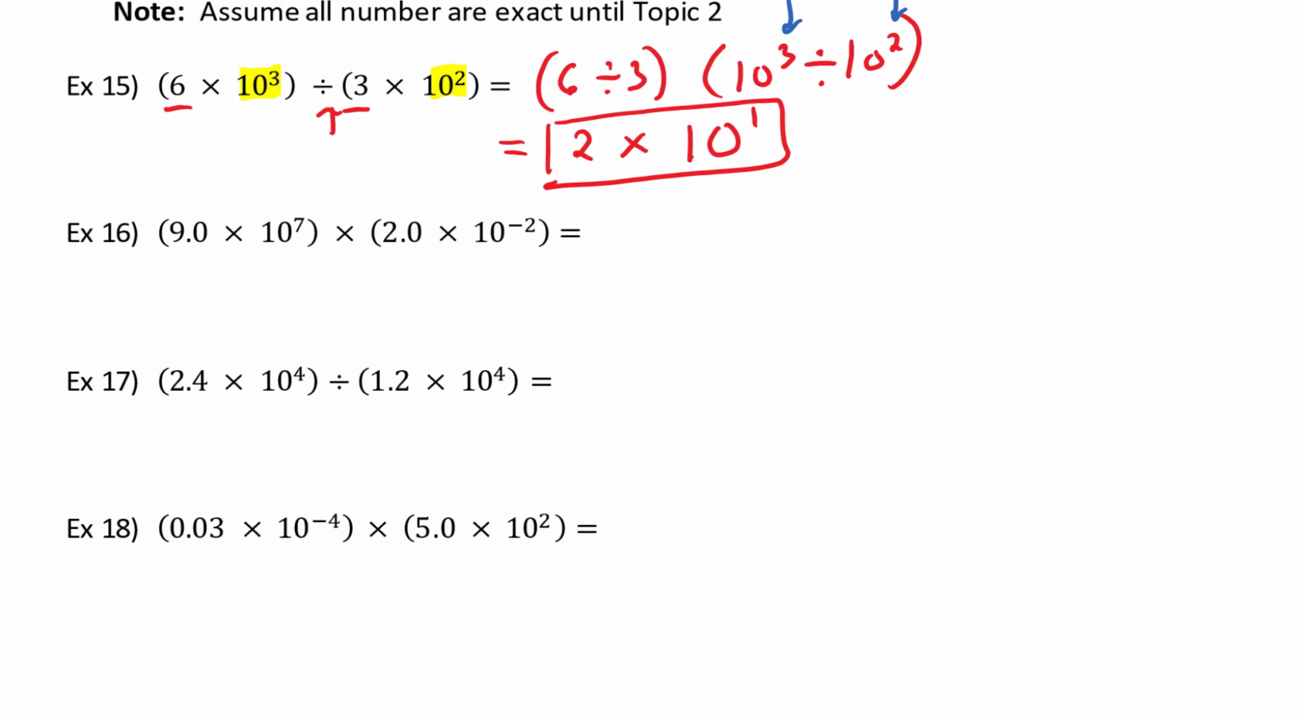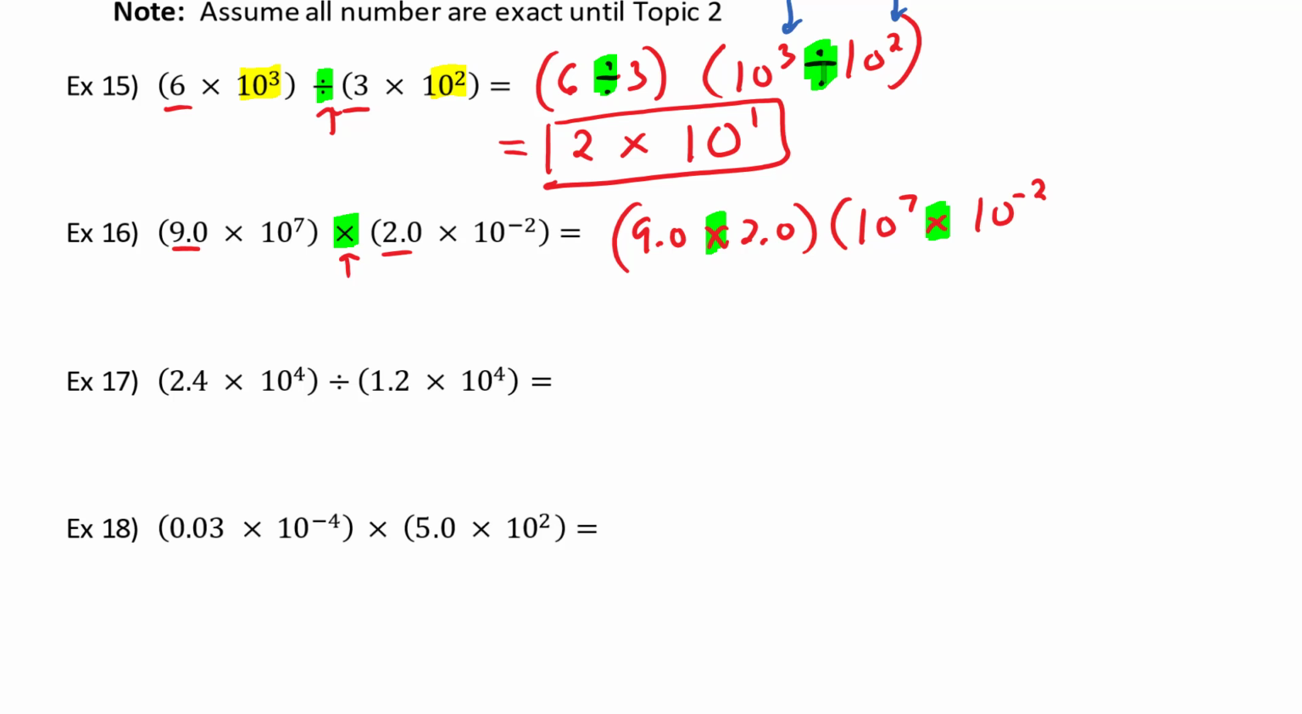Let's try some more practice problems here. So here we have 9 and 2, and we're multiplying. So 9.0 times 2.0, and then we're doing 10 to the 7 times 10 to the minus 2. Again, please note, we are multiplying these together, therefore we multiply those together. Over here we were dividing, so that's why we divided those values. Let's do the math now. 9 times 2 is 18.